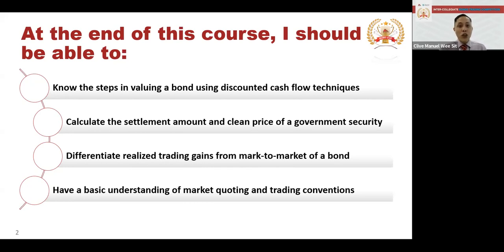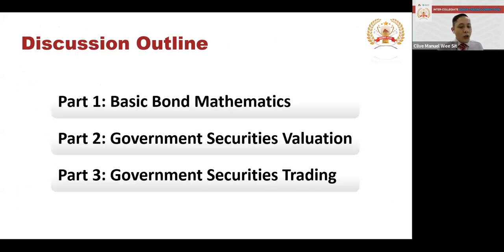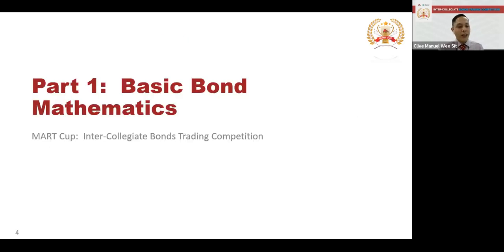And then lastly, we should have an awareness of some generally accepted market trading practices that professional fixed income dealers adhere to. The presentation is subdivided into 3 parts. The first part will tackle basic bond mathematics, which should basically be a review of your basic finance courses in college. Next, we will talk about government securities valuation. And then lastly, we will learn government securities trading. So let's start off with basic bond mathematics.